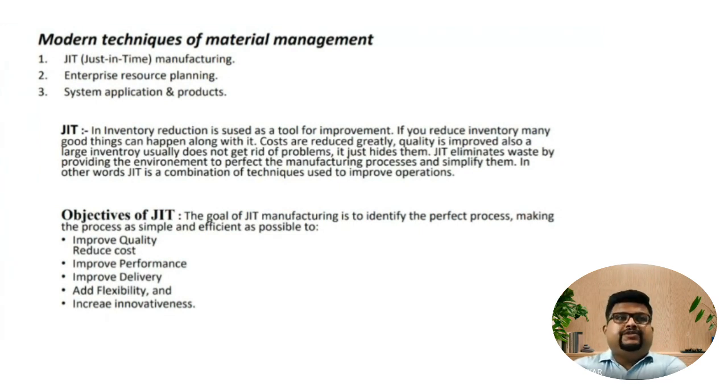What exactly are the objectives of this JIT, or just in time? Quality is improved, cost is reduced, wastage is reduced, and the performance of a company is increased. Also, we can go with higher deliveries, and we get flexibility. So these are all required for an effective and innovative approach to manufacturing, or we can say to running that particular project with all this effectiveness by using this JIT, just in time, method.